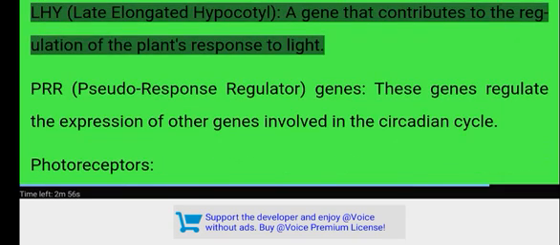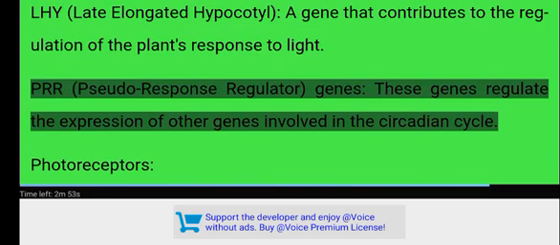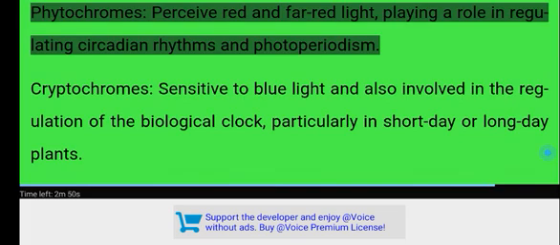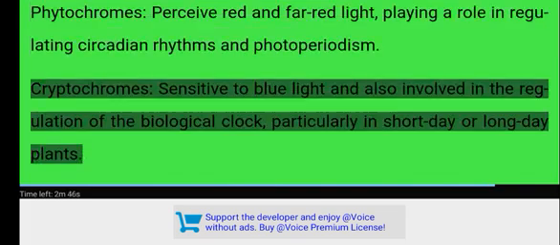LHY, late elongated hypocotyl, a gene that contributes to the regulation of the plant's response to light. PRR, pseudo-response regulator genes. These genes regulate the expression of other genes involved in the circadian cycle. Photoreceptors. Phytochromes perceive red and far red light, playing a role in regulating circadian rhythms and photoperiodism.